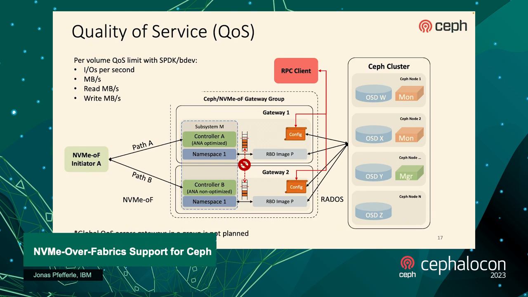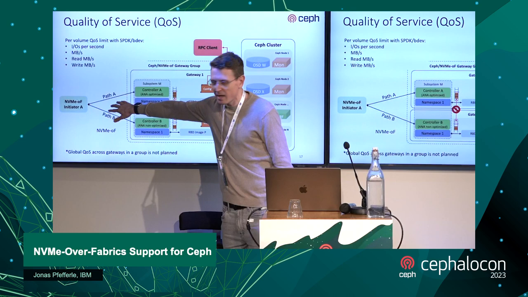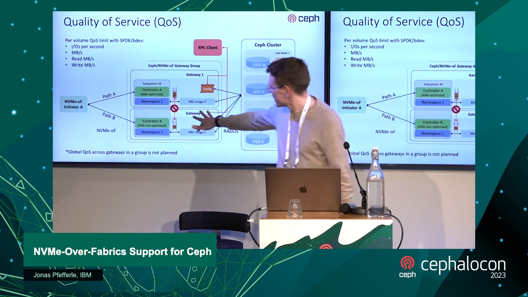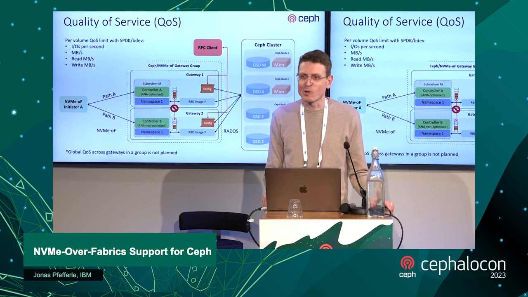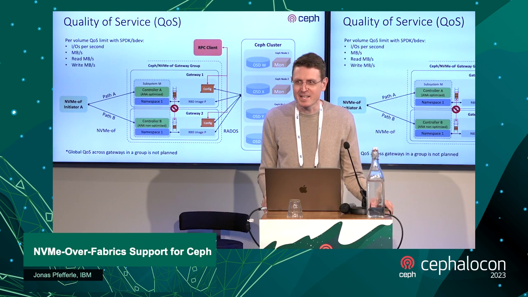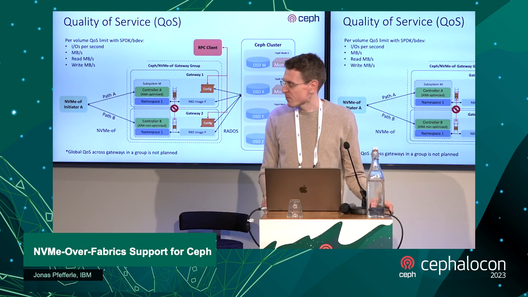But what it means in a gateway group scenario, a multi-gateway scenario, right? This QoS is done here at this point, in the bdev layer. But if you have multiple paths to your gateways, and they all issue IOs, then this is not globally enforced. It's only enforced at one gateway, right? Let's say your IO limit at one gateway, you configured it to be 50K, and an initiator decides to use both paths A and B, then in theory, it could do 100K IOPS, right?